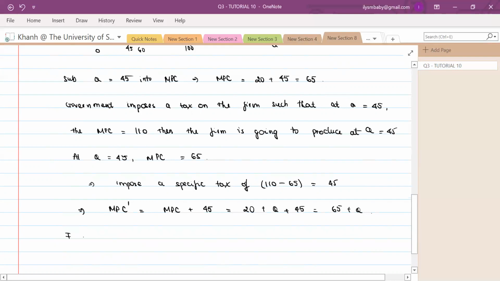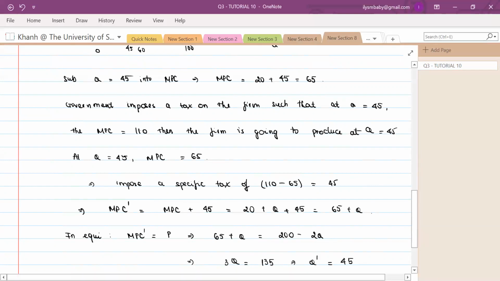In competitive equilibrium, we just have to equate the marginal cost to the demand curve, to the price. And so 65 plus Q, we want to equate that to the demand curve, which is 200 minus 2Q. And so we get 3Q equal to 200 minus 65, which is 135. And so Q is going to be equal to 45, which is exactly what we want. So I said Q dash equals 45.